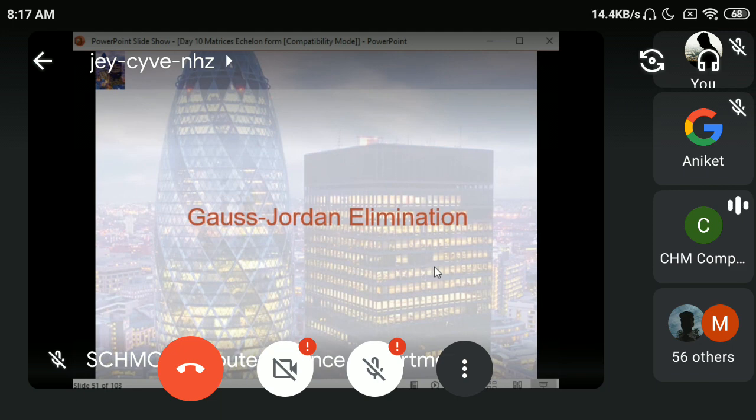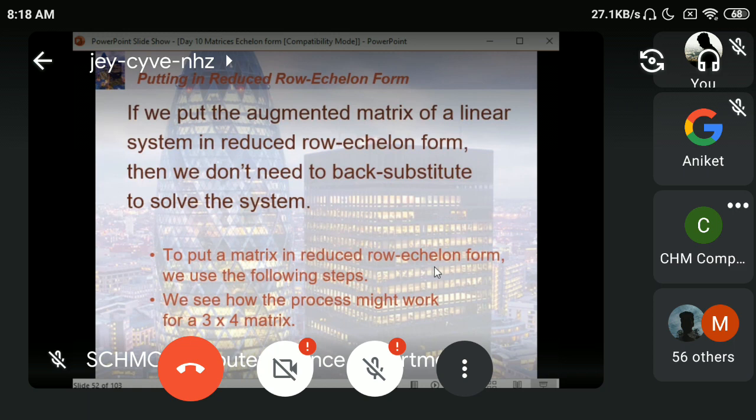Now, once it is in echelon form, we'll have to proceed further and see whether we can get it into reduced row echelon form. If I can get it into the reduced row echelon form, I will get the solution directly. So this was the process. If we put the augmented matrix of a linear system in reduced row echelon form, then we don't need to back substitute to solve the system. To put a matrix in reduced row echelon form, we use the following steps.